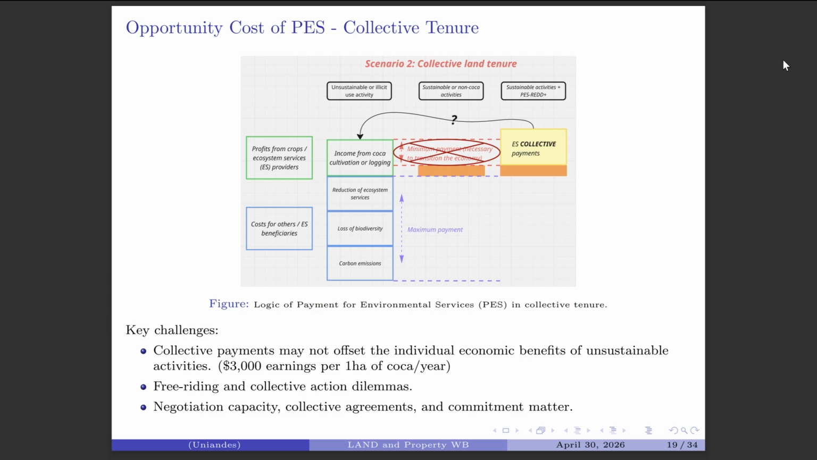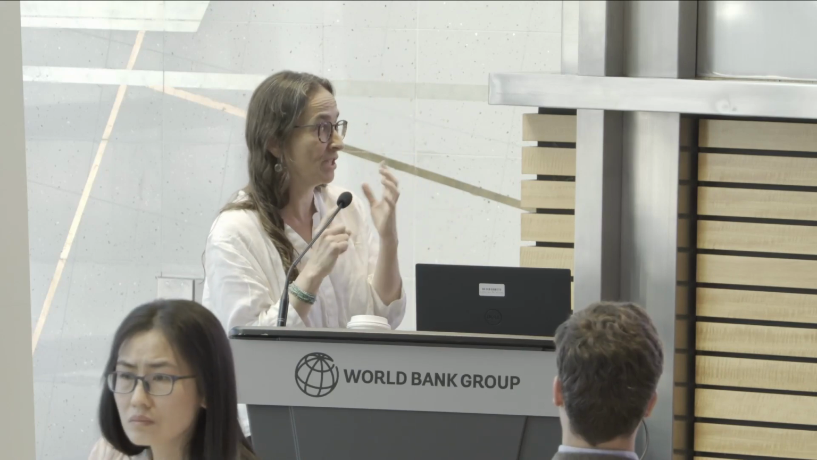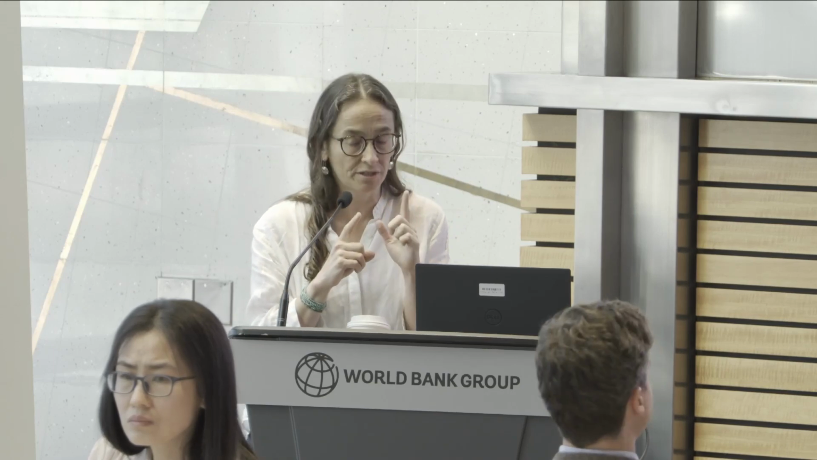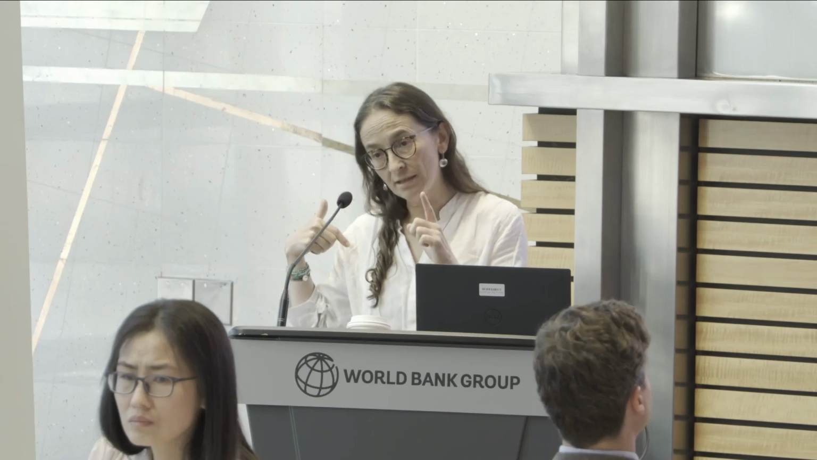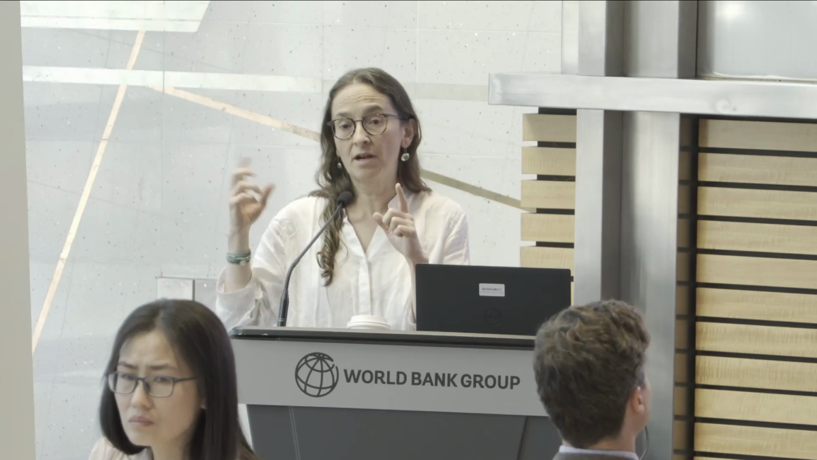Collective payments may not offset the individual economic benefits of unsustainable activities. For example, in Colombia, 1 hectare of coca can generate $3,000 per year. And remember that I said that the payment for a carbon credit will be only between $25 and $50 per year.